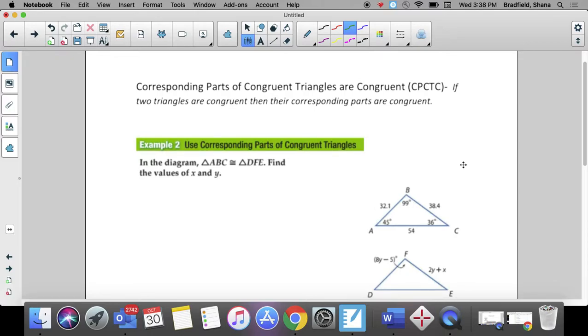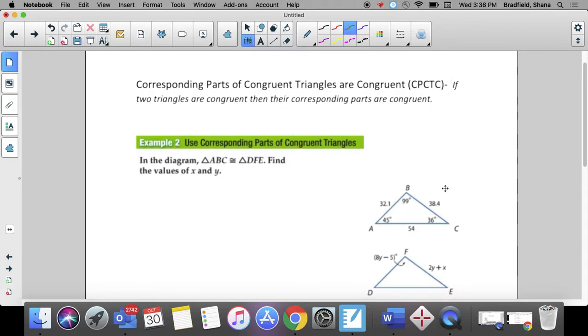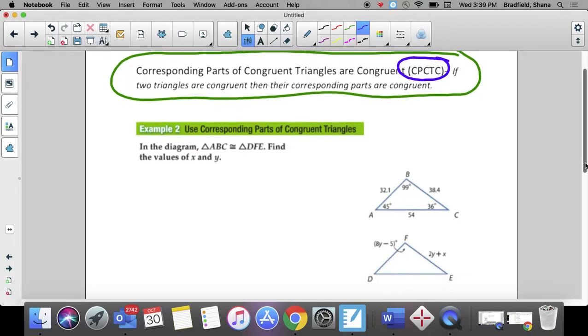Okay, so things that can help us figure out parts that are congruent. This is something we'll use in a lot of proofs, and it's called corresponding parts of congruent triangles are congruent. We don't have to say that every time. We usually just say CPCTC. Basically, it says if two triangles are congruent, then their corresponding parts are congruent. So if we know that two triangles are congruent, then each of the parts that match would also have to be congruent.